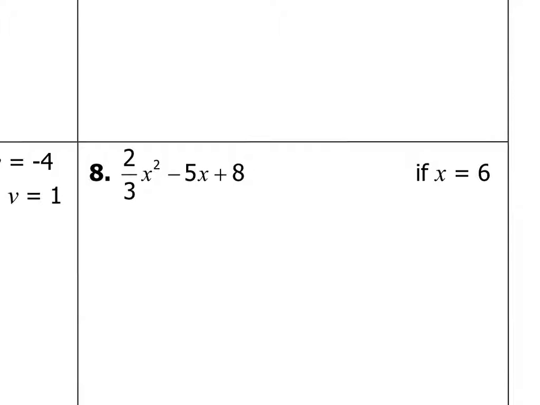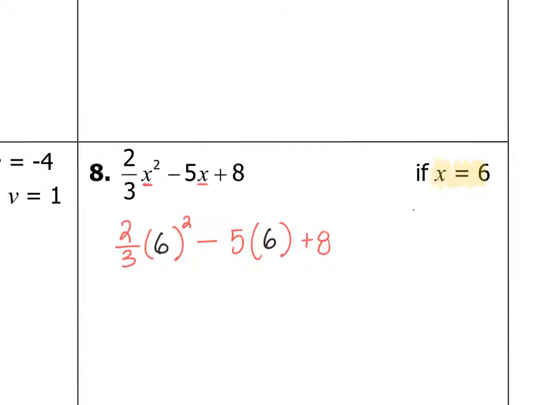Okay, so we have 2/3 multiplying to x squared minus 5 multiplying to x plus 8. And we're going to evaluate if x is equal to 6. So let's start with plugging in. 2/3 is multiplying to x squared minus 5 times x plus 8. And I opened up my parentheses everywhere x was located. And let's plug in. X is 6, x is 6.